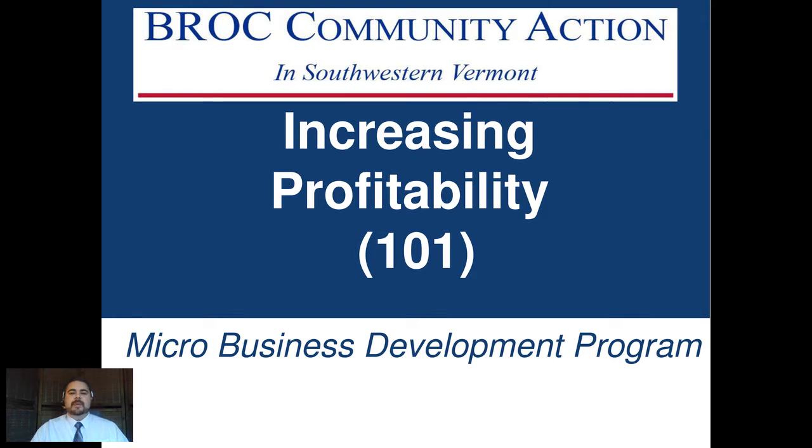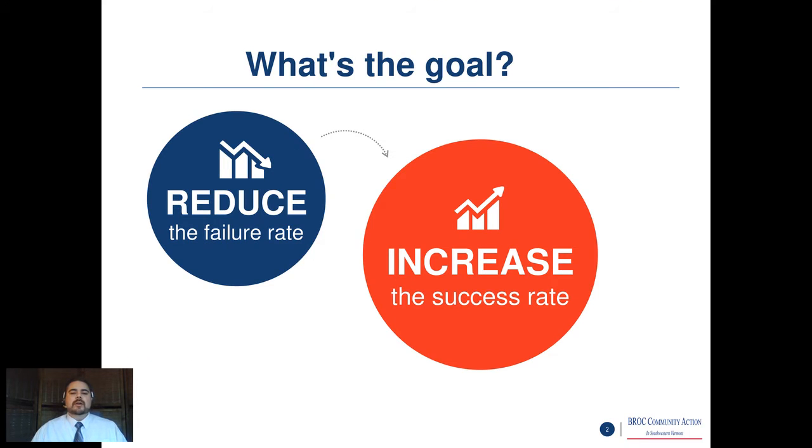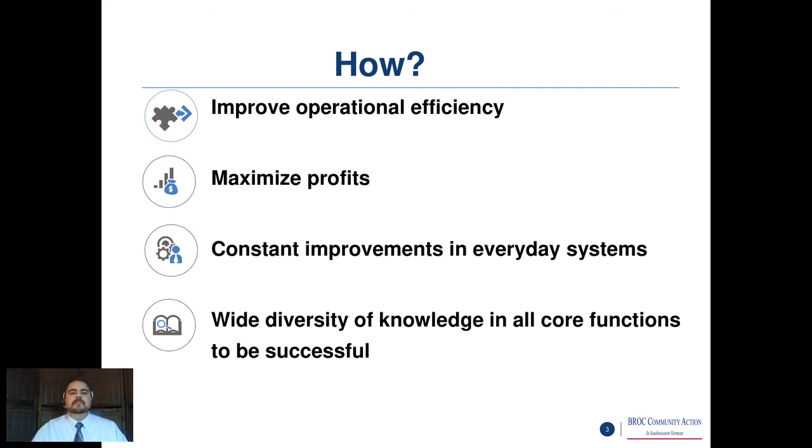So the goal for this is to help increase profitability. It's to reduce the failure rate in businesses and increase the success rate. This is done through careful planning and forethought. How? Well, we're going to work on improving the operational efficiency of any business enterprise. We're going to work to maximize the profits by doing constant improvements in everyday systems. A wide diversity of knowledge in all core functions of business is necessary to be successful.